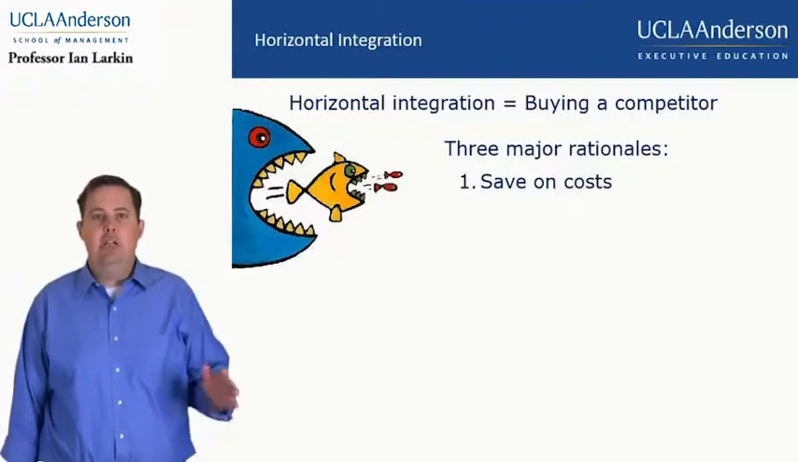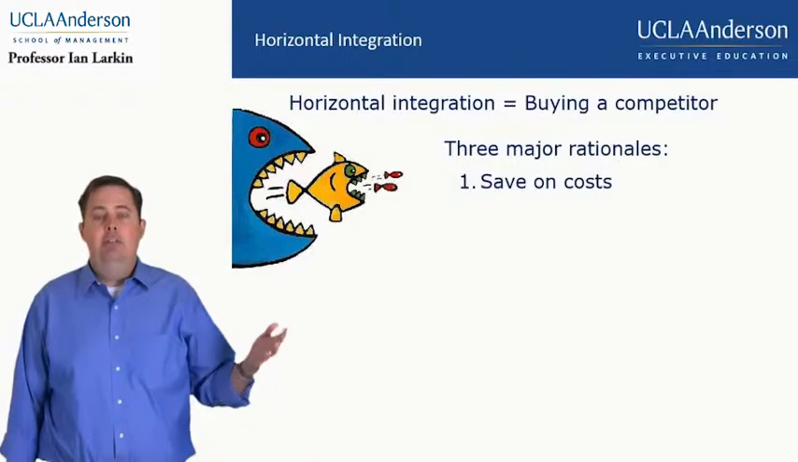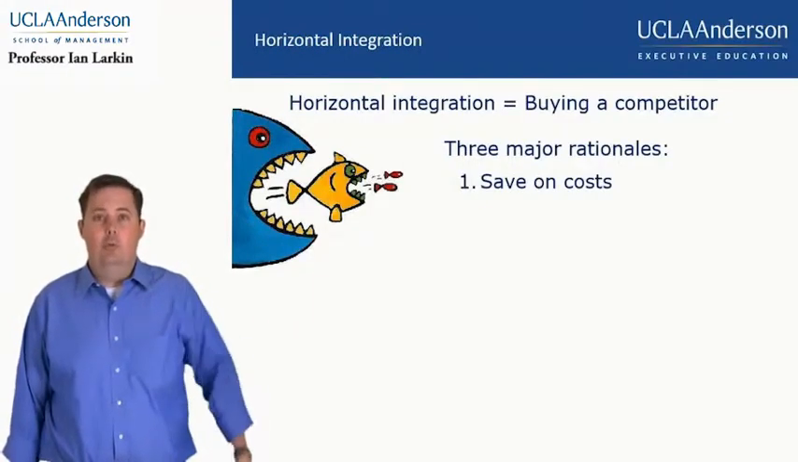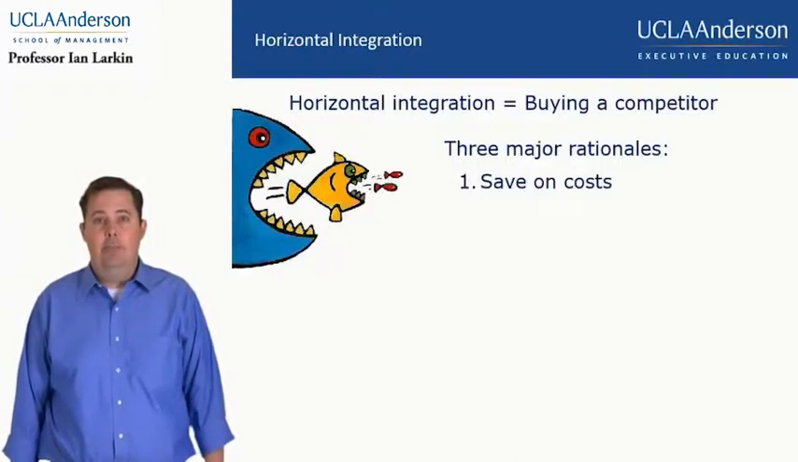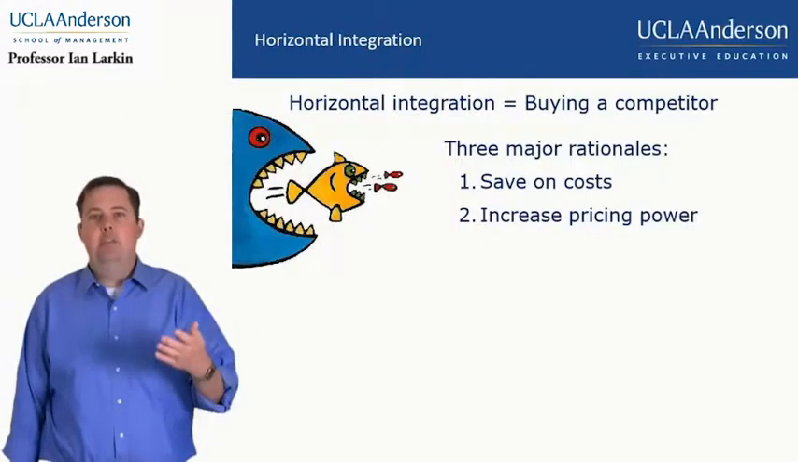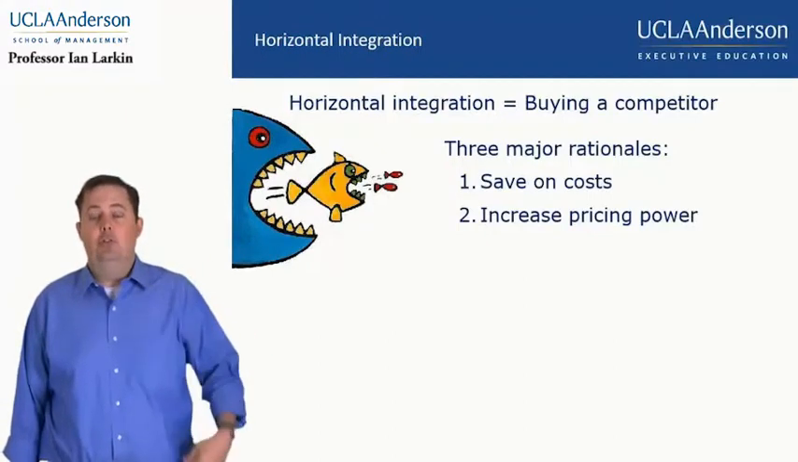There might be shared costs that you have on inputs and supplies, on administration, and you can save on those, enjoy economies of scale on the cost side, and serve the same number of customers as the two combined firms with lower overall costs, and this creates value. A second reason is to increase pricing power. If you take out a competitor, you might be able to raise prices with your end consumers.